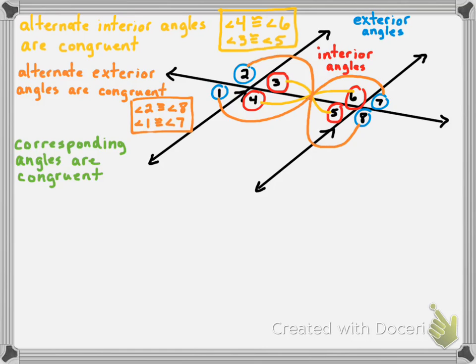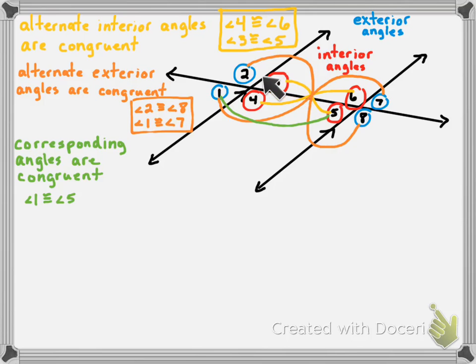All right, now corresponding means kind of the same. Which one goes with it? If I look at these 4 angles and these 4 angles, and I ask which one goes with number 1? Which one is in the same spot over here that number 1 is over here? Well, number 1 and number 5 are in the same spot. They're both kind of on the bottom left. So they're corresponding, which means angle 1 is congruent to angle 5.